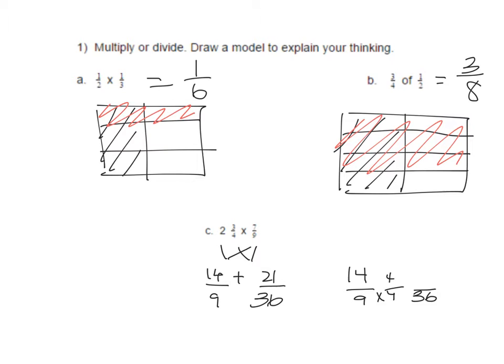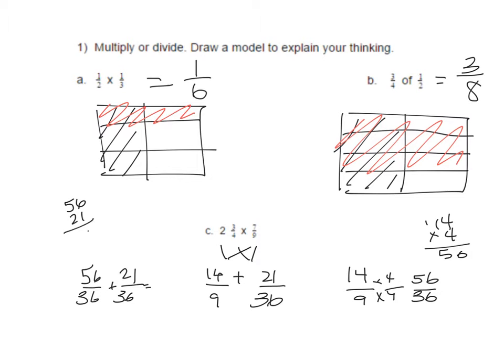multiplying by 4/4. 14 times 4 is 56/36. So we have 56/36 plus 21/36. And 56 plus 21 is 77/36. So now we have to do 77 divided by 36.